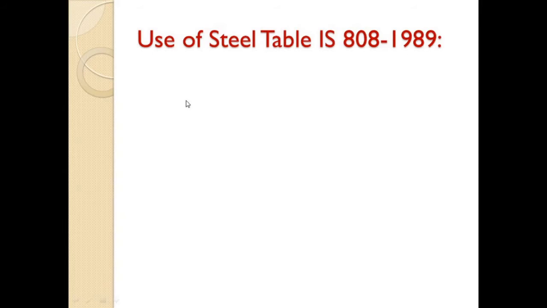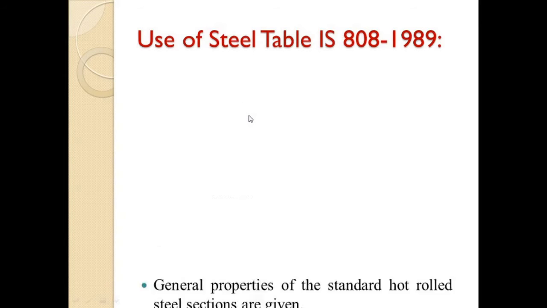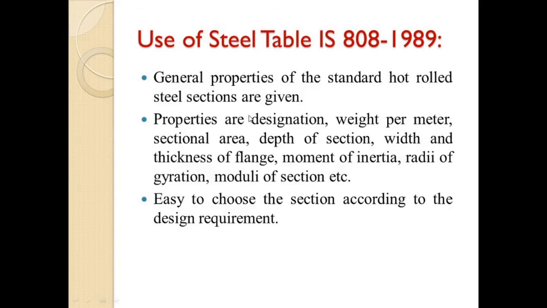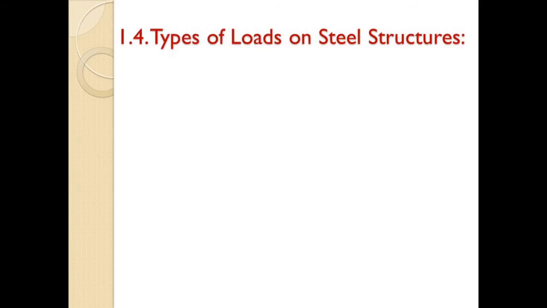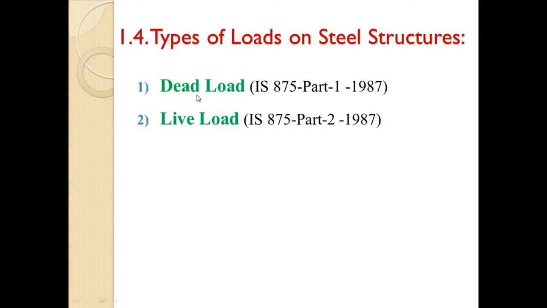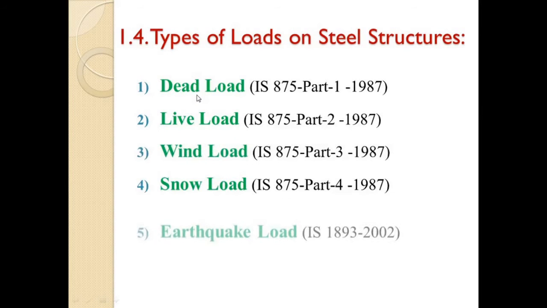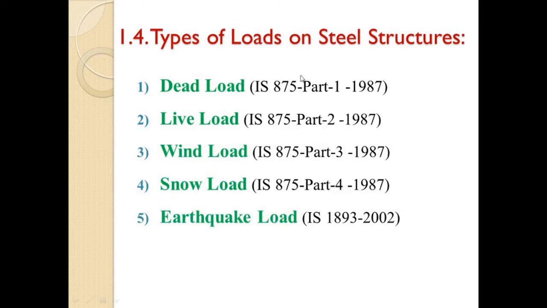Then we studied the use of steel tables as per IS 808:1989, or what is the use of steel table. Next we studied the stress strain graph for mild steel. Next we studied the different types of loads on steel structure, that is dead load, live load, wind load, then snow load and earthquake load, and their relevant IS code.